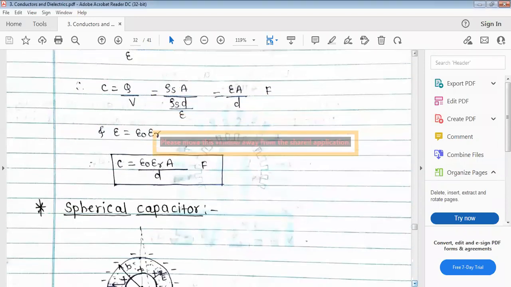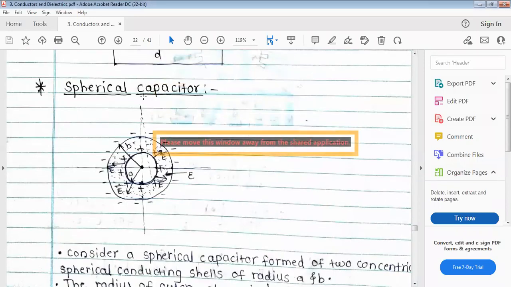Okay. Now the next point is the spherical capacitor. Means there are different types of capacitors. So the previous one we have seen is the general one, that is the parallel plate capacitor, right? So this is a spherical capacitor.